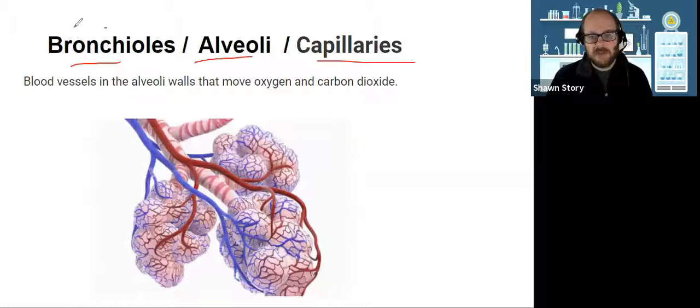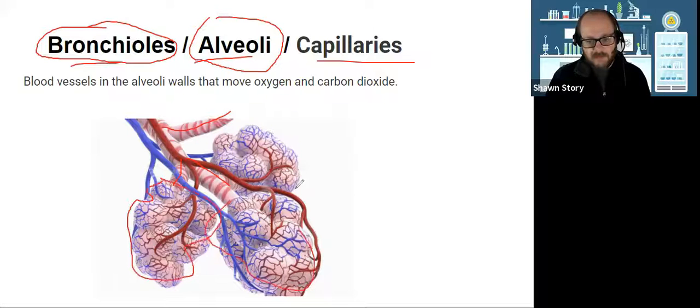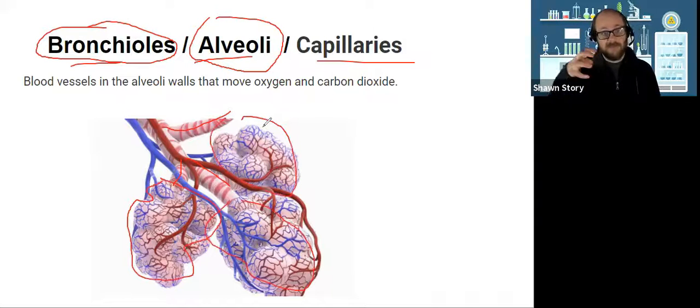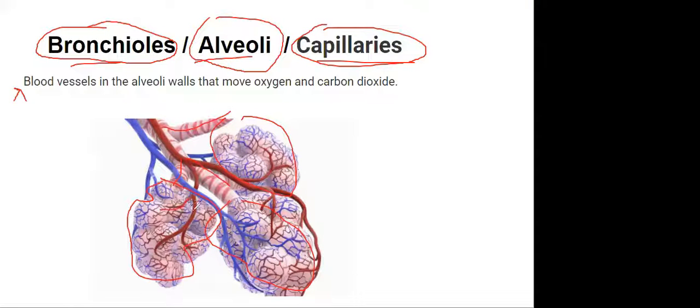So first we have the bronchioles, which we don't have a reading, which are these really small ones, right? Then those lead to the alveoli, which are these little sacs, and they almost kind of look like grapes, right? Like grapes on a vine. Those are little air sacs that fill up with air. And then the capillaries is what this is talking about. Who would like to read about our capillaries? Blood vessels in the alveoli walls that move oxygen and carbon dioxide.